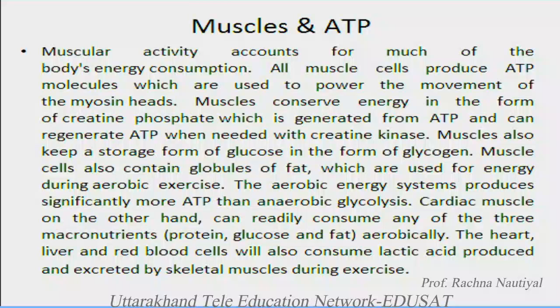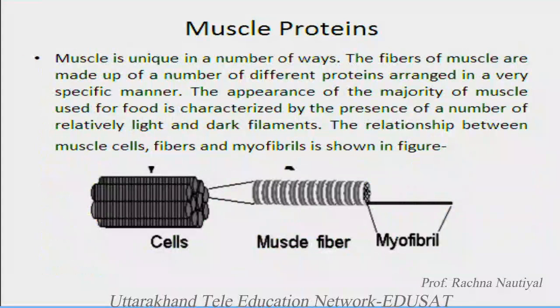So this is the overall view showing how the different macronutrients, protein, glucose and fat, are responsible for generating the ATP molecule for muscular contraction.